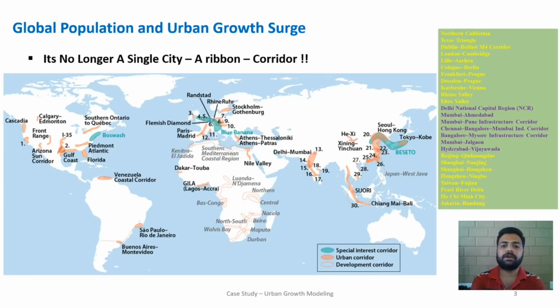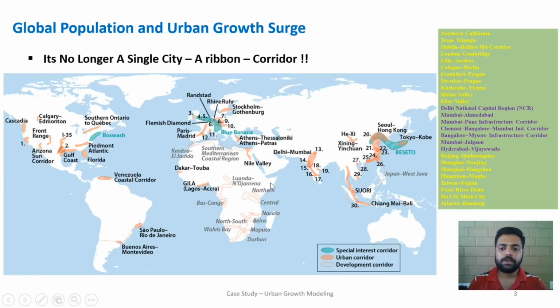So why do we need modeling, urban growth modeling? The basic question is that. As we can see, the global population is continuously rising, and we also have an urban growth surge in major cities. And it is no longer a city. If you look at this particular figure, there is a ribbon kind of growth, meaning there is a bridge between two different cities. That is called ribbon growth, and this is also known as a corridor. When it comes to urban centers, it is called an urban corridor.